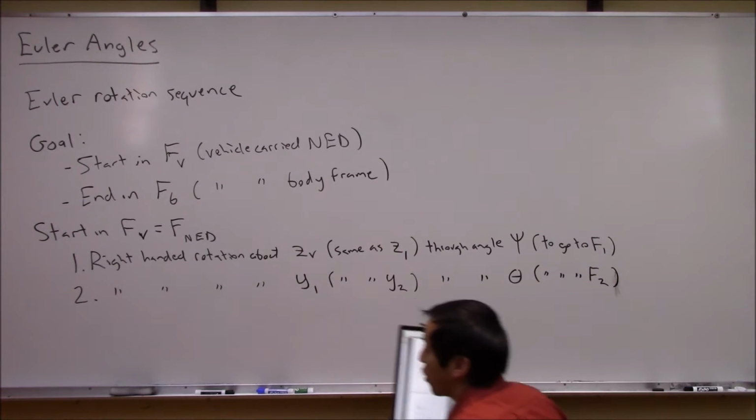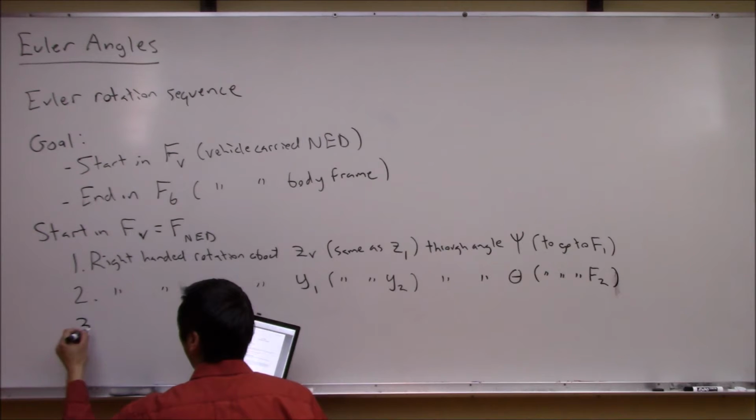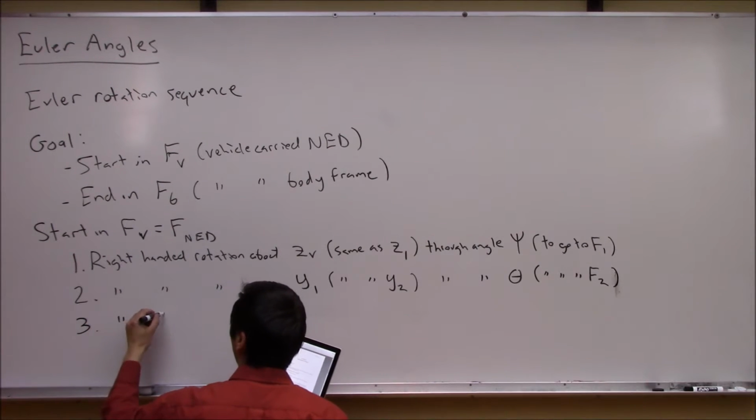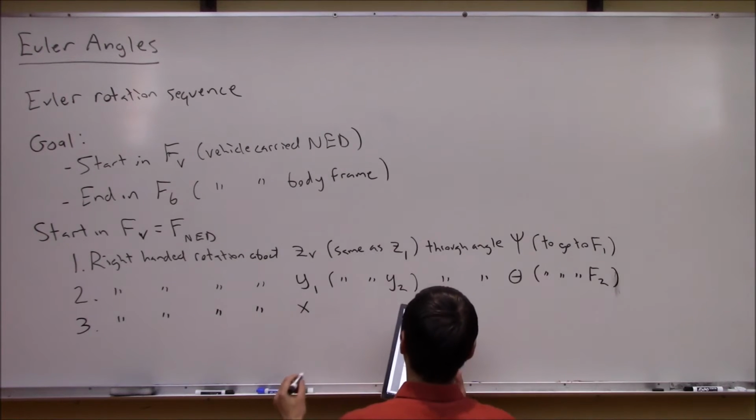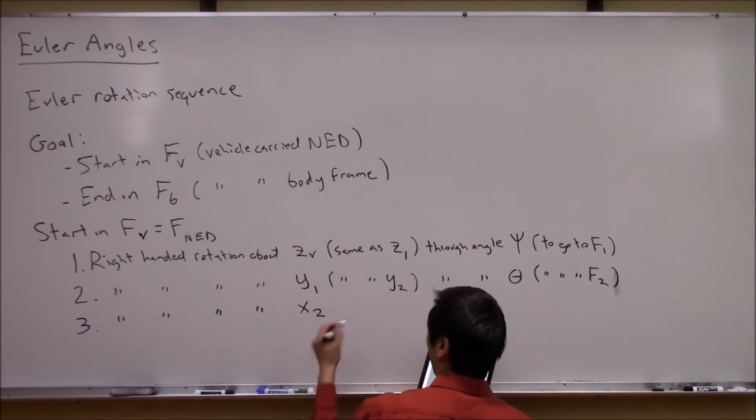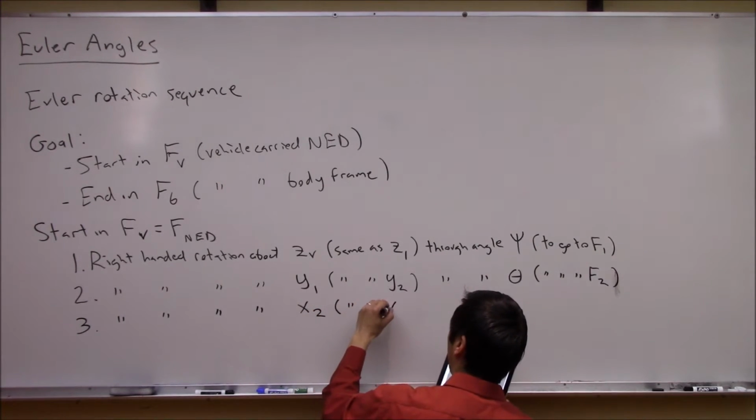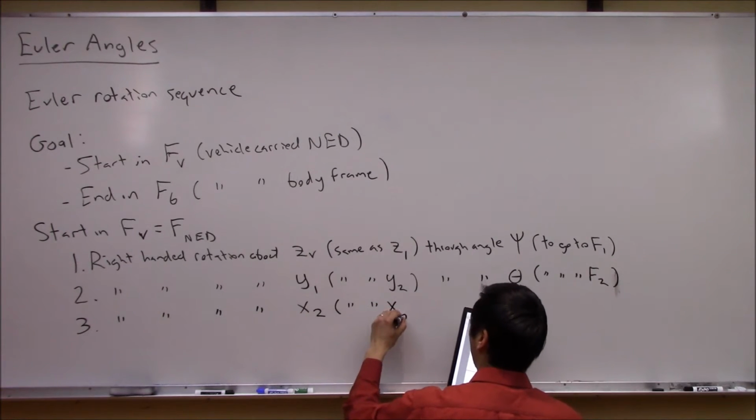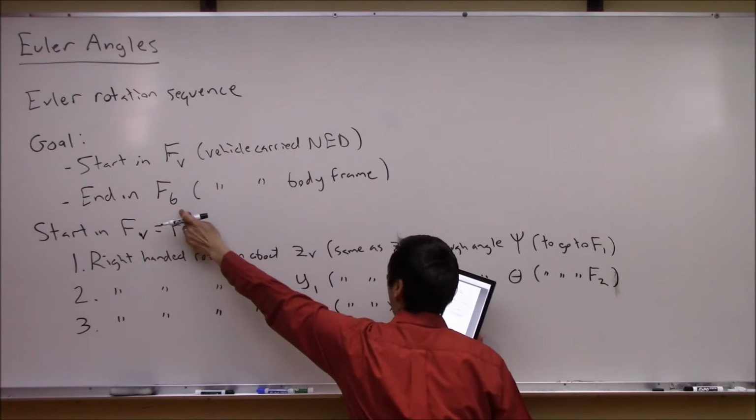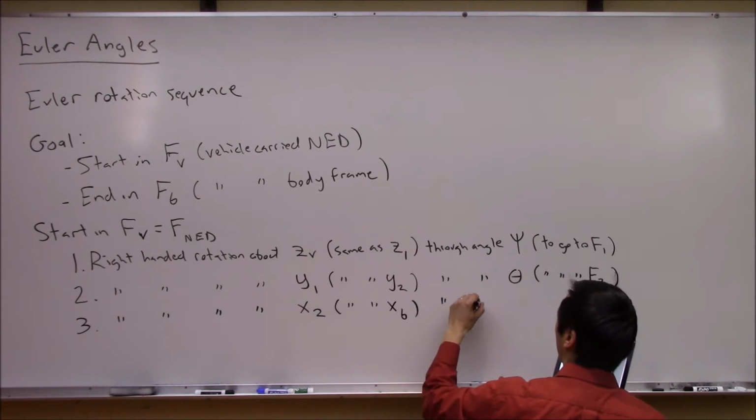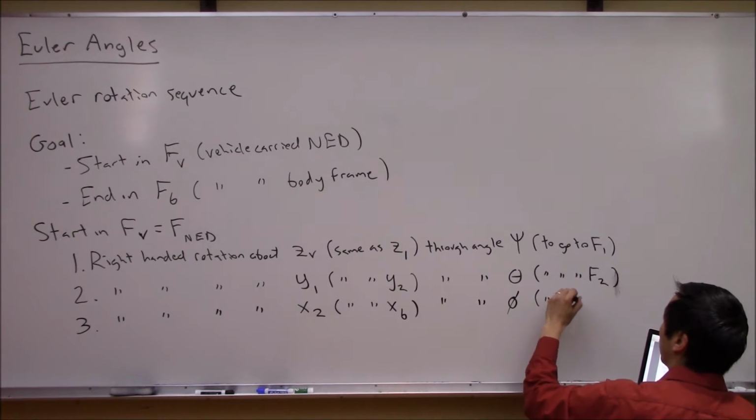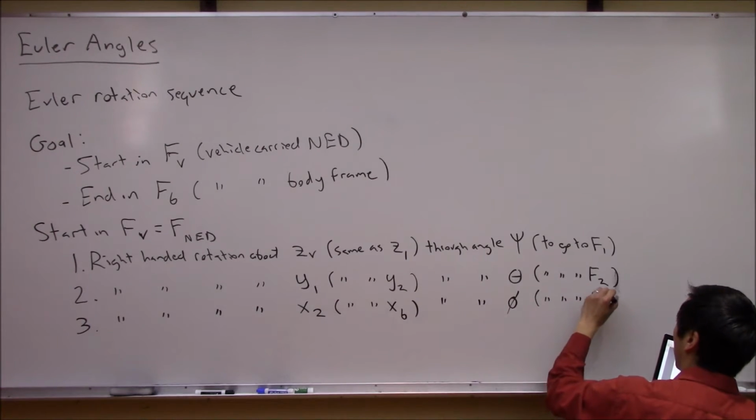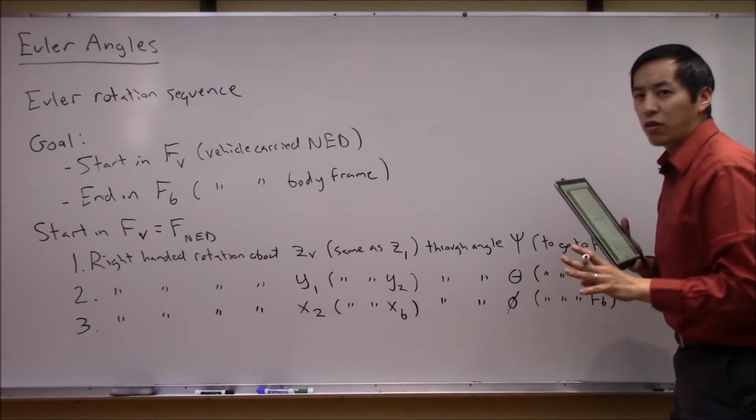And then finally, the third and final step is we need to take a right-handed rotation about the x2 axis, okay, which is going to be the same thing as the x body axis, right? The one that we're trying to end at, okay? And we're going to rotate through the angle phi. And this is basically to go to finally F body, okay? So that's the general gist of it.